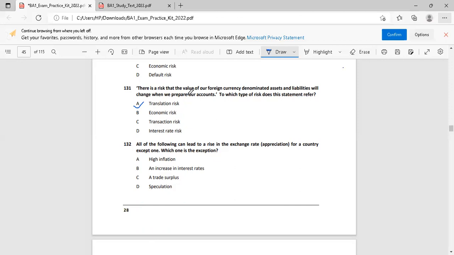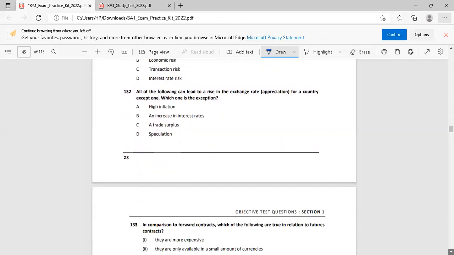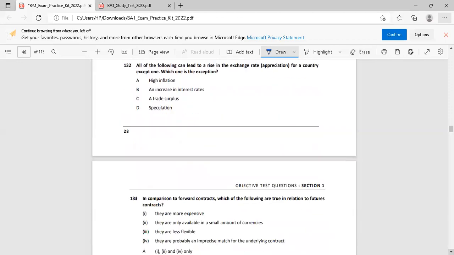Question 132. All of the following can lead to a rise in the exchange rate appreciation for a country except one. Which one is the exception? Is it high inflation, an increase in interest rates, a trade surplus, or speculation? All of them can lead to a rise in the exchange rate. So appreciation can happen except in one situation.